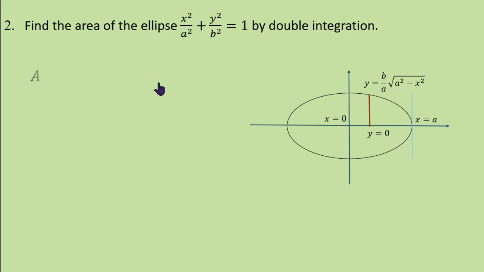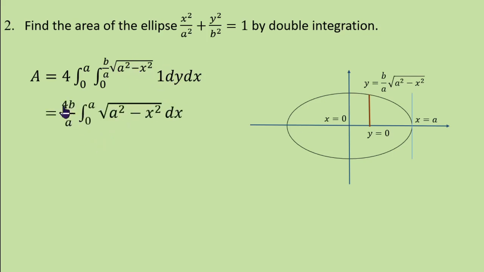And hence, the required area of the ellipse is 4 times the area in the first quadrant, that is 4 times, x varies from 0 to a. For every x, y varies from 0 to b by a into root a square minus x square. Integrate 1 with respect to y, which is y, with upper limit b by a root a square minus x square. Therefore, it is 4 into b by a into root a square minus x square, because the lower limit is 0.